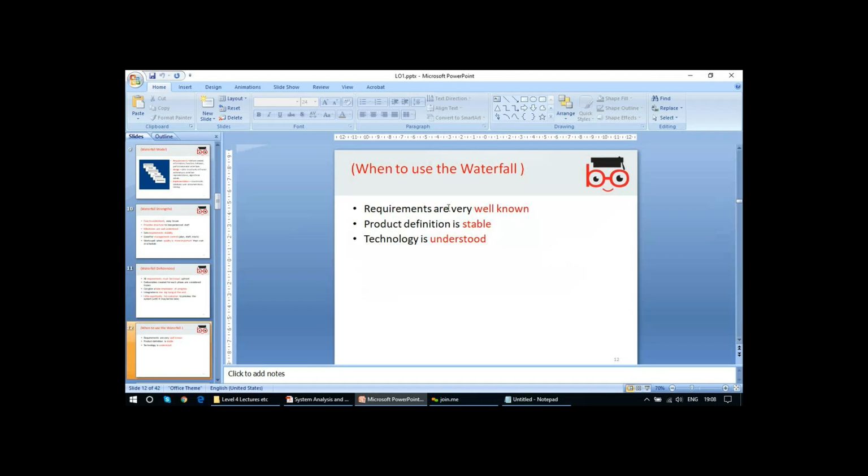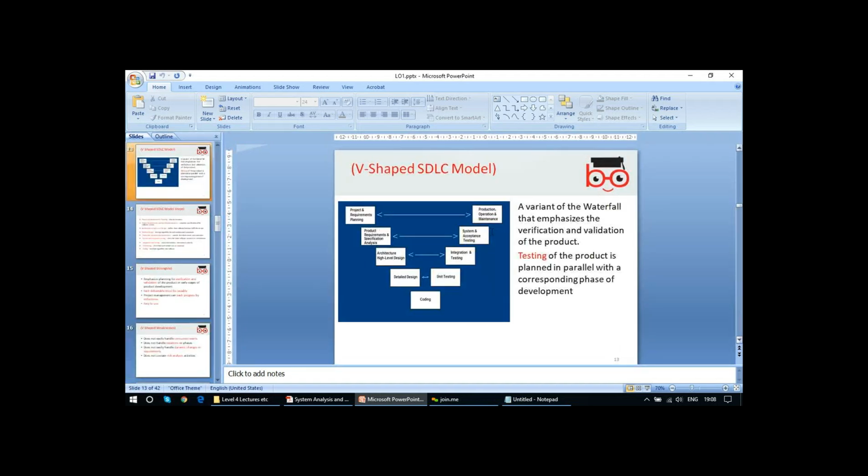So when to use the waterfall model? When requirements are very well known, product definition is stable, and technology is understood. Next is the V-shaped system development life cycle. On the left hand side it is the same as waterfall; it's a variant of the waterfall model that emphasizes the verification and validation of the product. Testing of the product is planned in parallel with the corresponding phase of development.